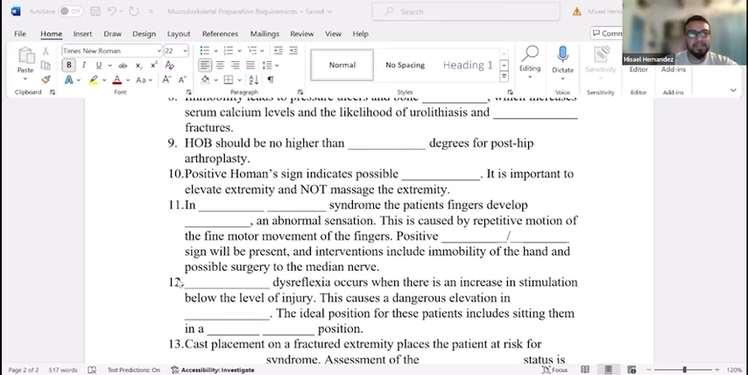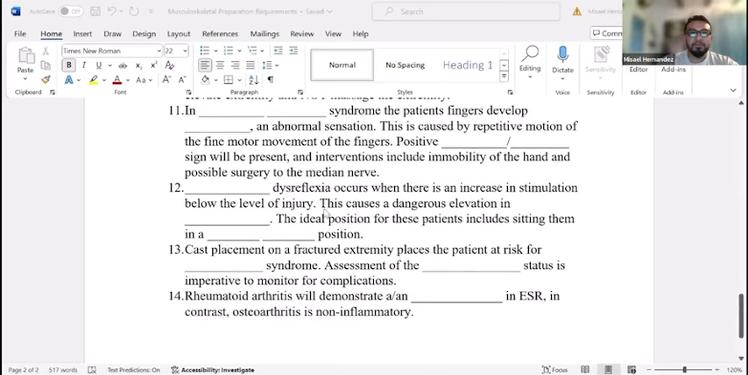Number 12, blank dysreflexia occurs when there is an increase in stimulation below the level of injury. This causes a dangerous elevation in blank. The ideal position for the patient includes sitting them in a blank position.